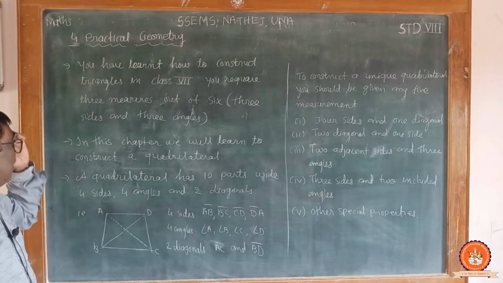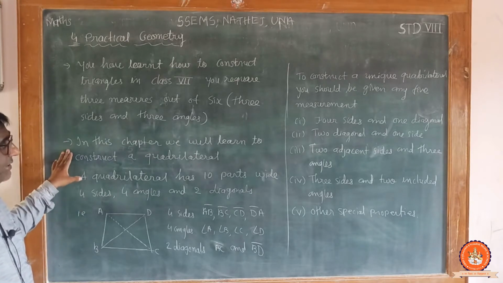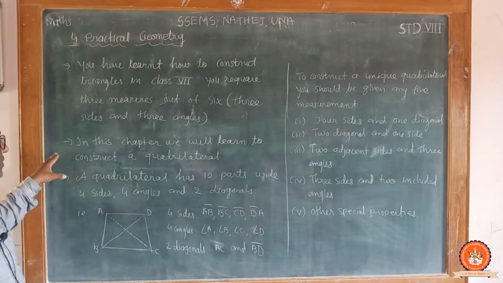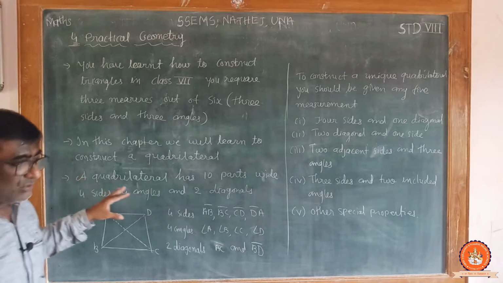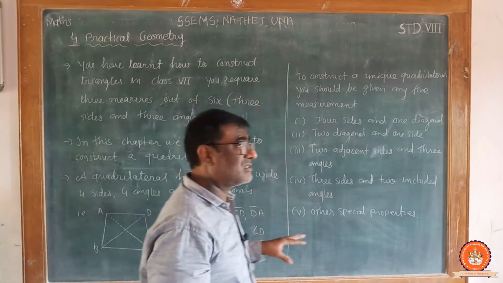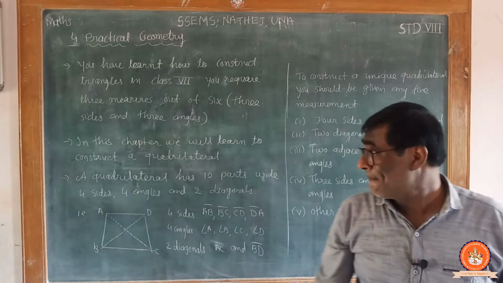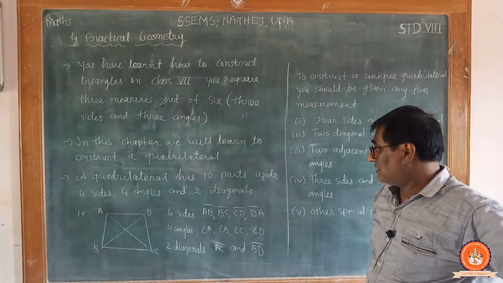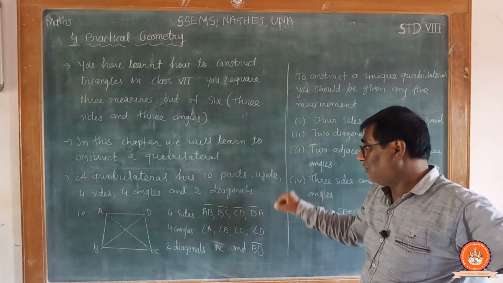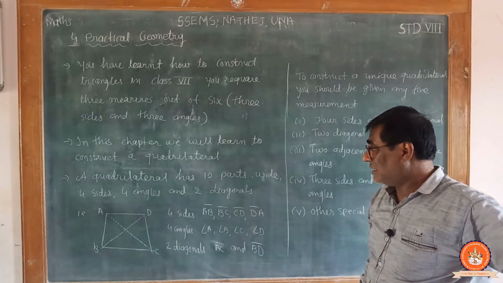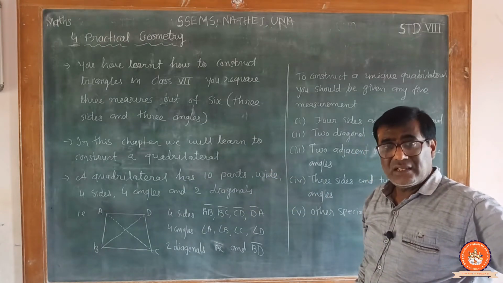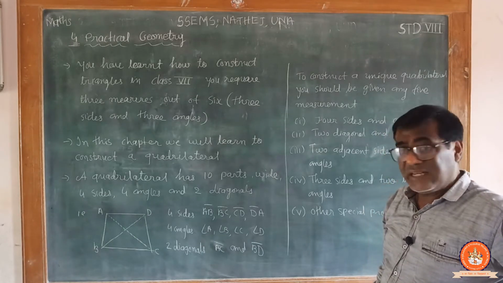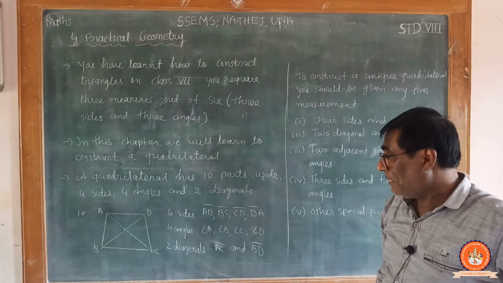Now in this chapter in standard 8 we will learn how to construct a quadrilateral. So we have to construct a unique quadrilateral. So a quadrilateral has 10 parts, 4 sides, 4 angles and 2 diagonals. A quadrilateral has 10 parts, 4 sides.